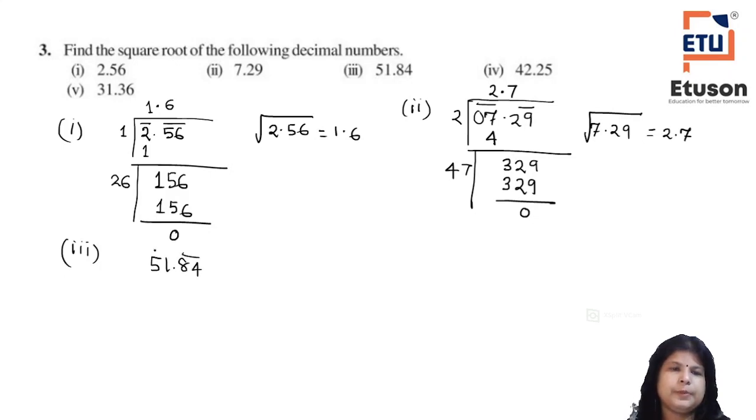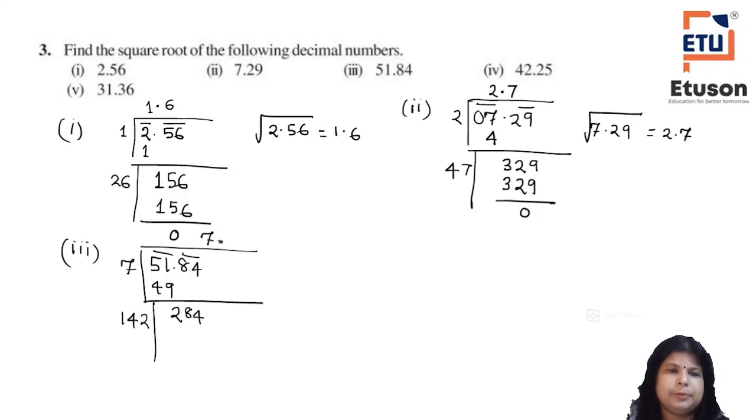So now bit 3, 51.84. So let us pair it. So 51, you can take 7 here. 7 square is 49. So you get 2. Then you can take down this 84 down. 7 into 2, that is 14. I can take 2 here, and because 84 is after the decimal point, I have to put one decimal point here. So now I have chosen the number 2.